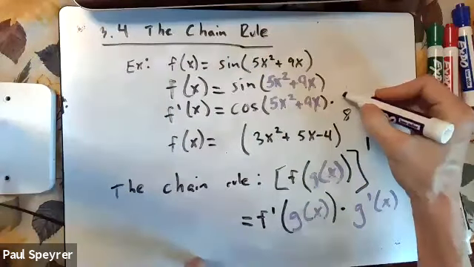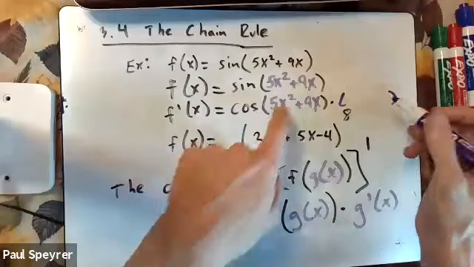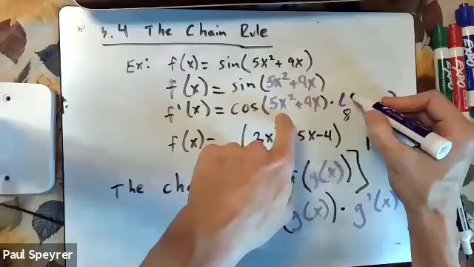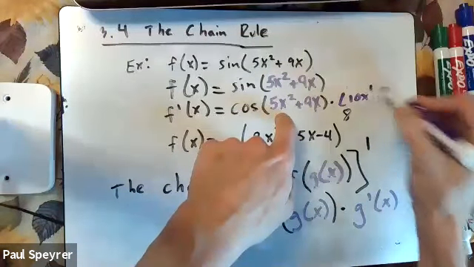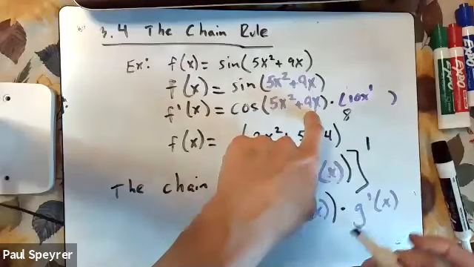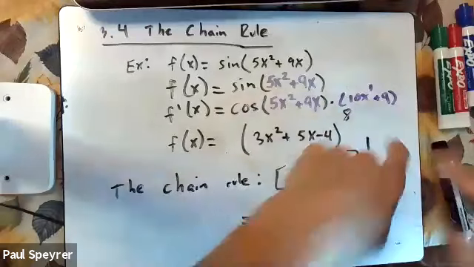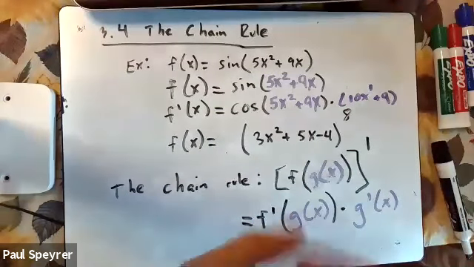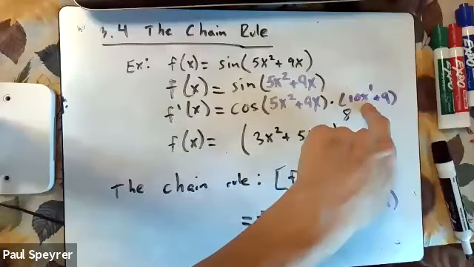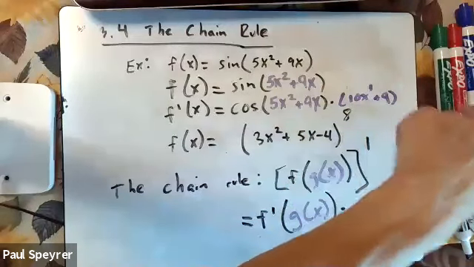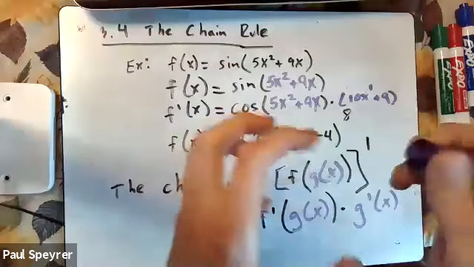And when you do that, that's just the power rule, right? Derivative of 5x squared is 10x for the first. Derivative of 9x is just 9. And that's it. You stop. That's your final answer. Don't sit there and keep deriving this and go on and on. No, you derive one chunk only.